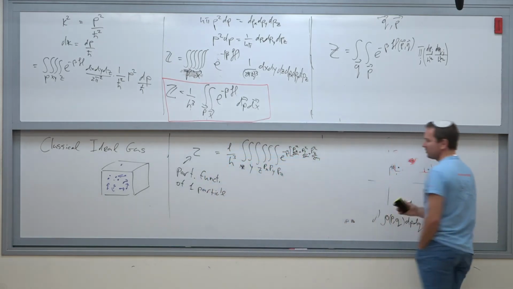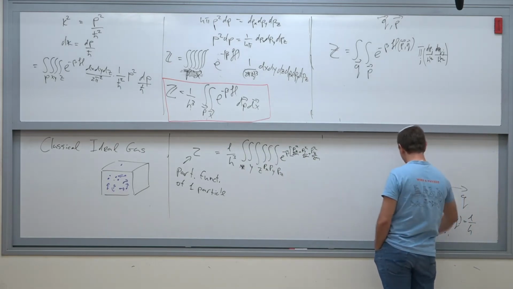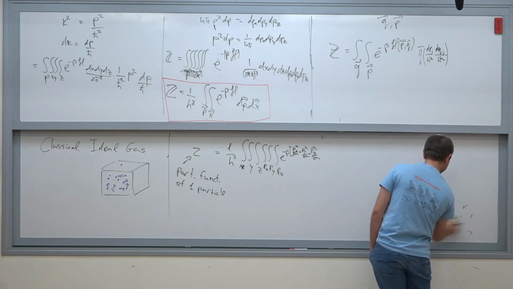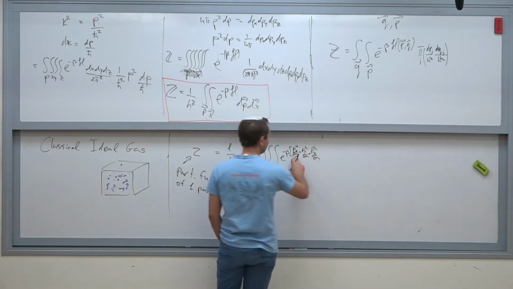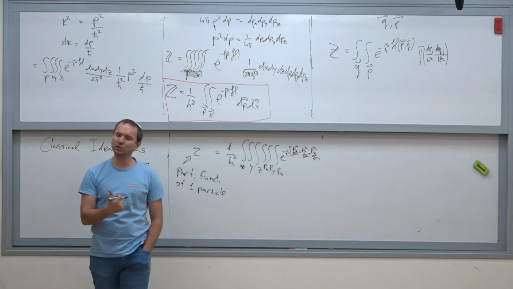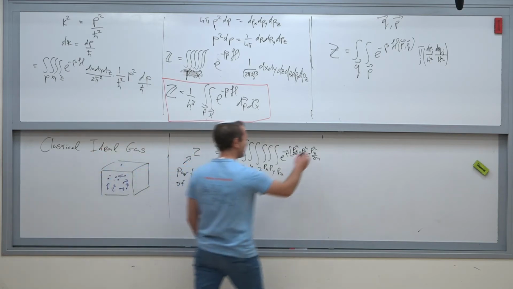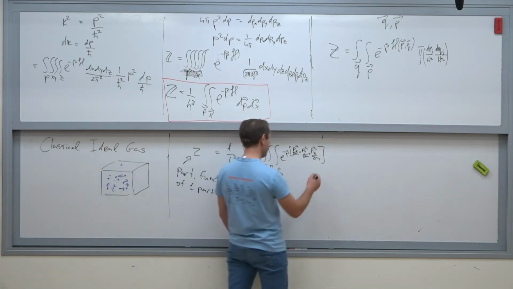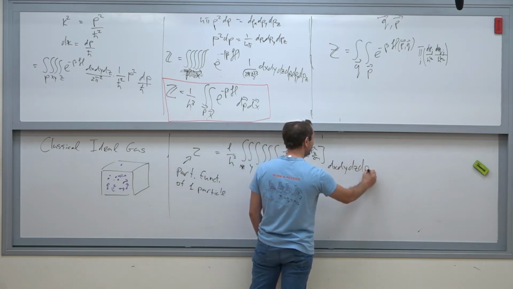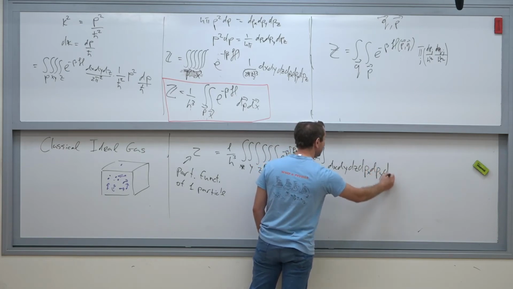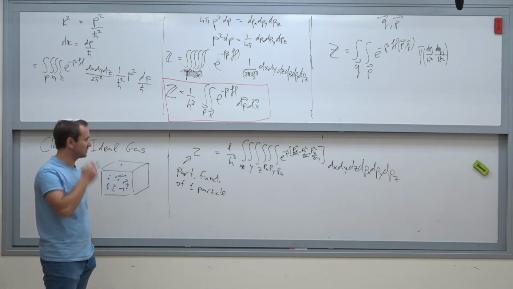Okay? It's a classical ideal gas. The particles have only kinetic energy. The kinetic energy is the momentum squared divided by 2 mass per each degree of freedom, so per each velocity. Okay. And here we have dx, dy, dz, dpx, dpy, and dpz. So this is the partition function.